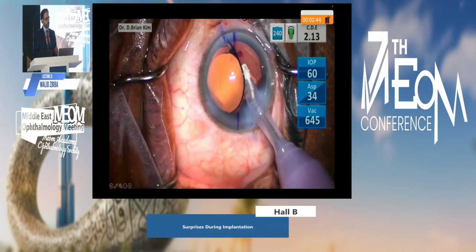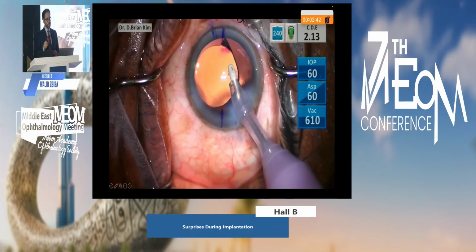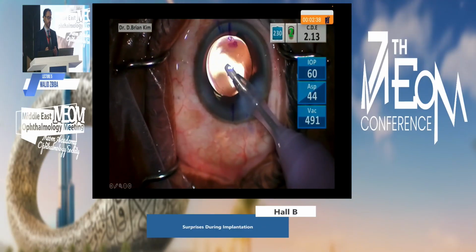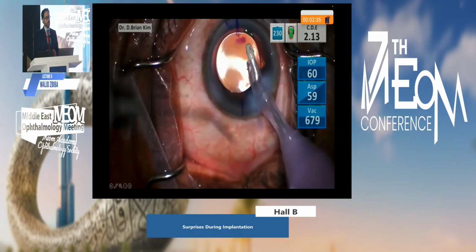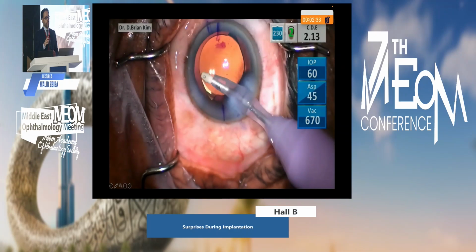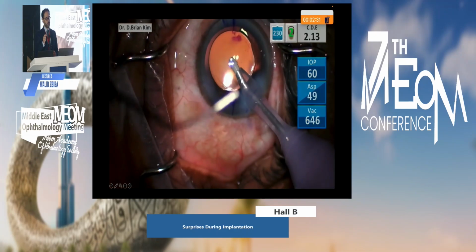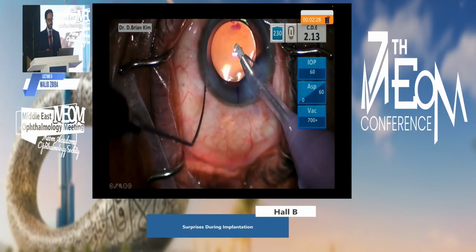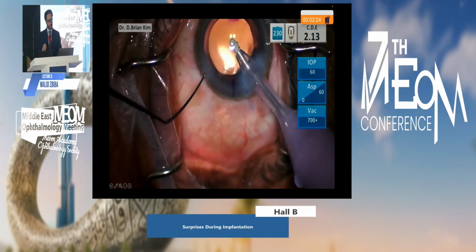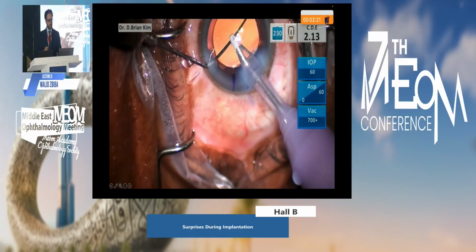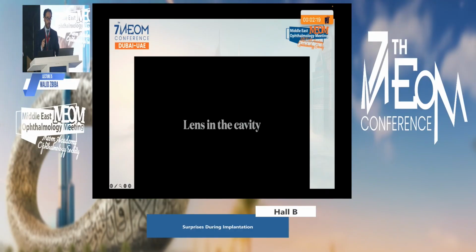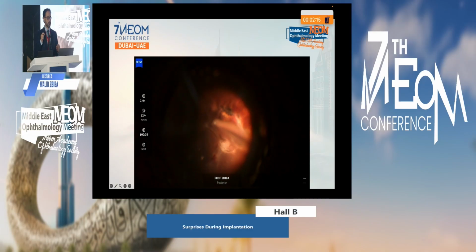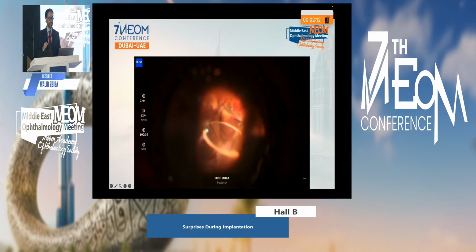Here, Dr. Killen is trying to remove OVD behind the IOL, and he missed the stabilization of the toric lens, and then he is stabilizing the IOL under fluidics. So we have to check the alignment of the toric IOL at the end. Here the lens is in the cavity. Fishing the lens is prohibited because we can damage the retina.